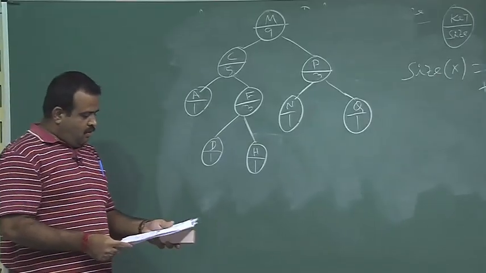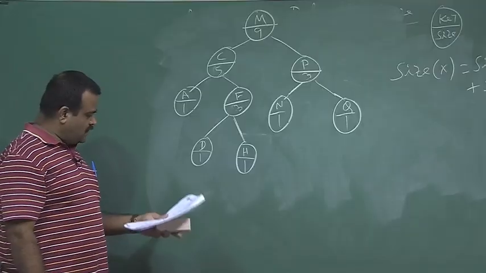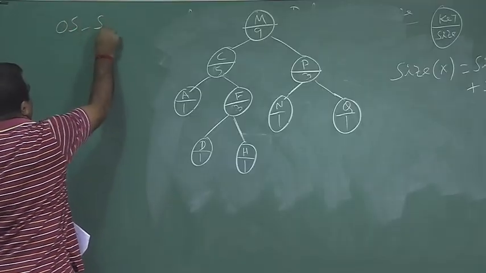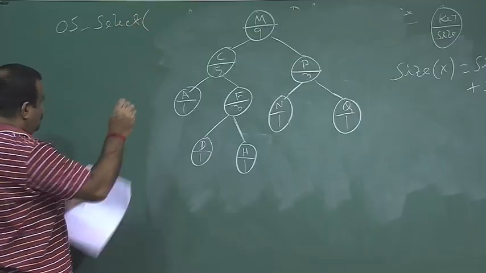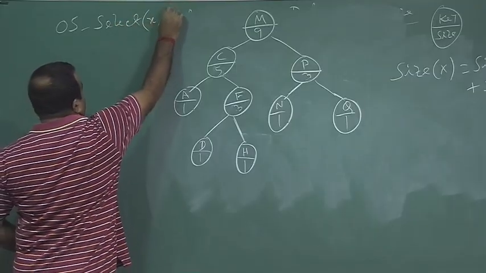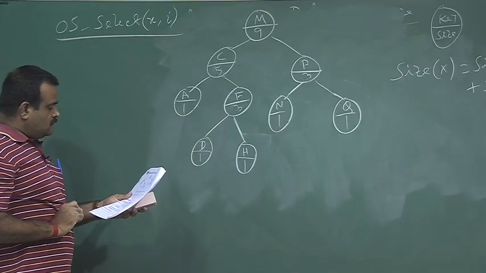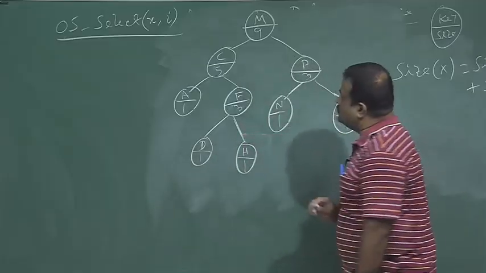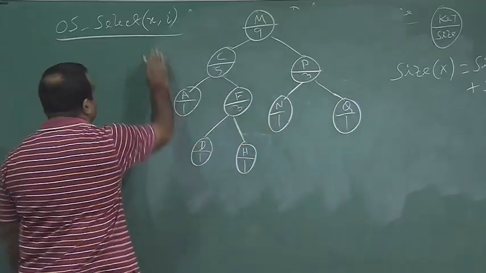Okay. So, now if we have this data structure, how can we do this OS select? So, this is our tree. What we do, we will just take the root of the tree.